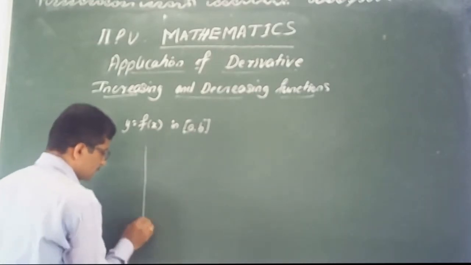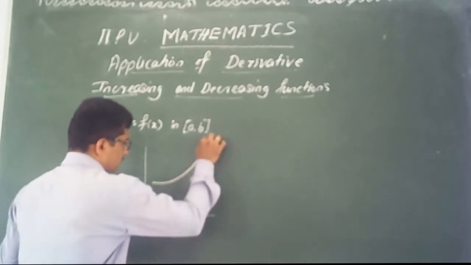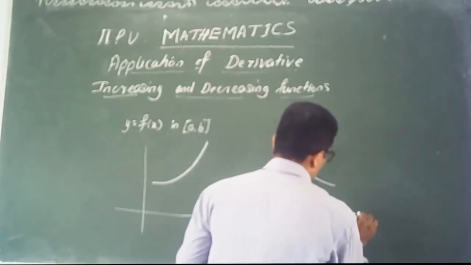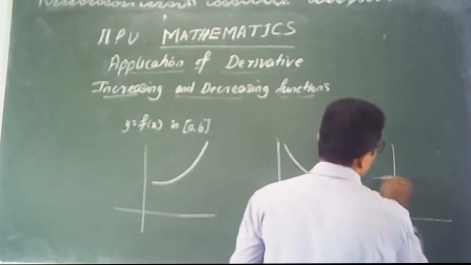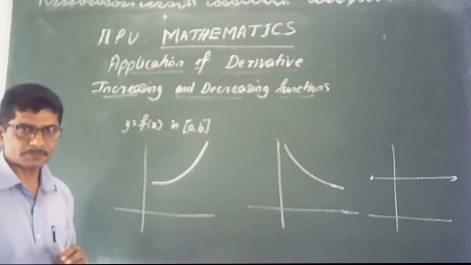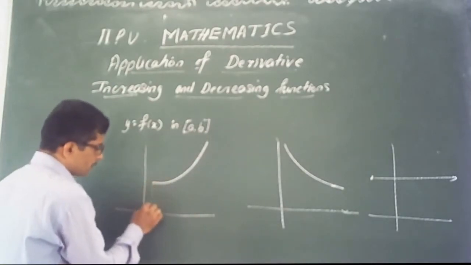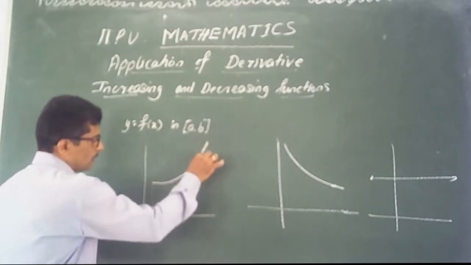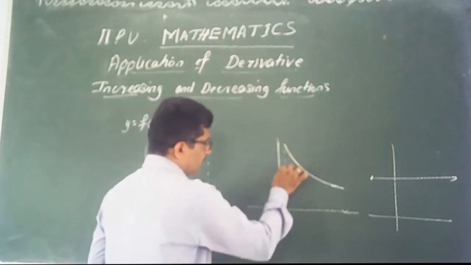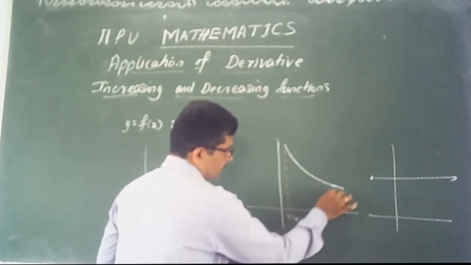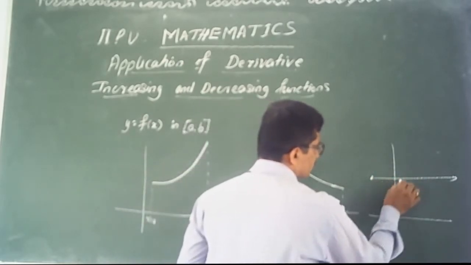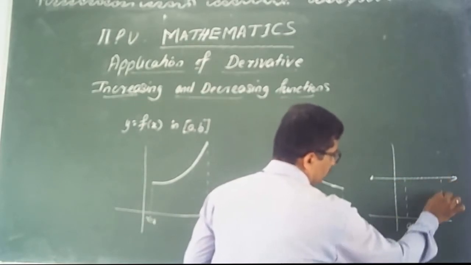Suppose the curve looks like this, or like this, or like this. It is a straight line parallel to the x-axis. These types of curves are defined on the interval between x is equal to a and x is equal to b. Here also we define the curve from a to b.